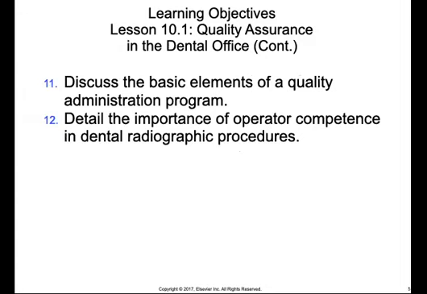Also, detail the importance of operator competence in dental radiographic procedures.